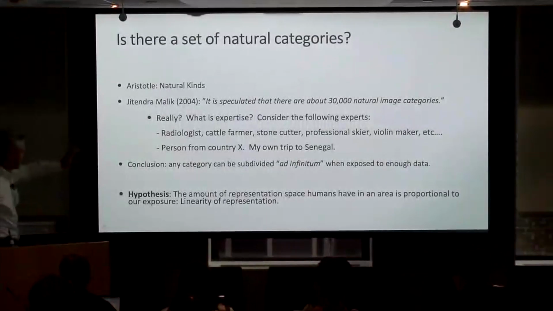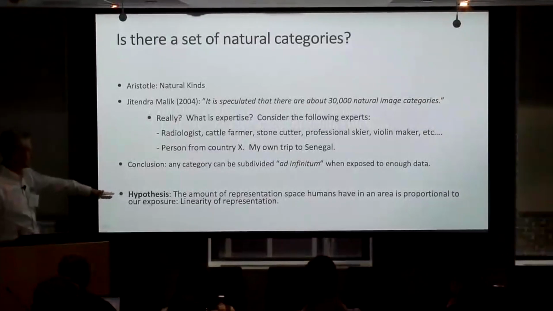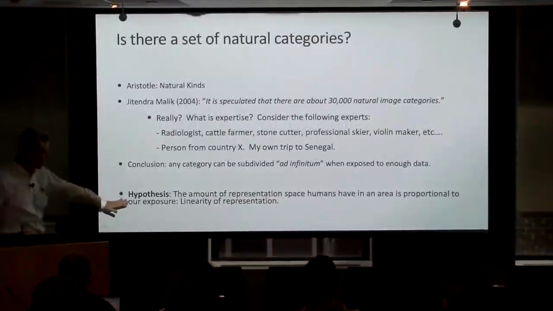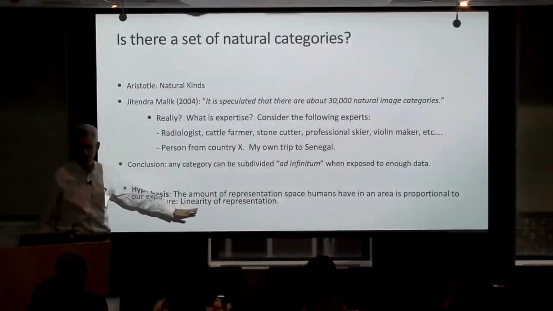So anyway, I beat that to death, but there's a few things I want to take out of this. Not only can they be subdivided ad infinitum, but everybody has different mappings. Your mappings are proportional to the amount of experience you have. And I call this, I mean, this is a hypothesis, but I want to say the amount of representation space in an embedding that humans have is proportional to our exposure. And I call that the linearity of representation.